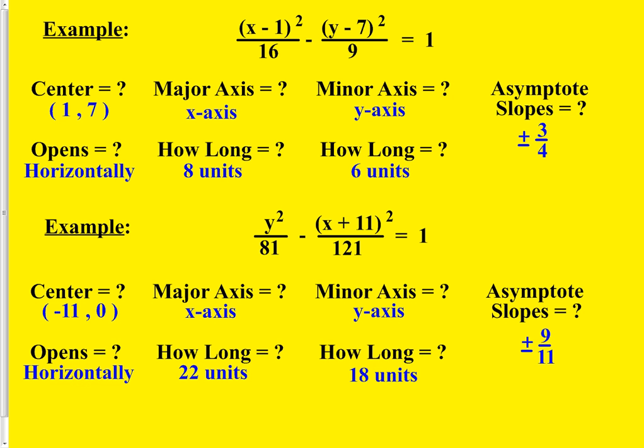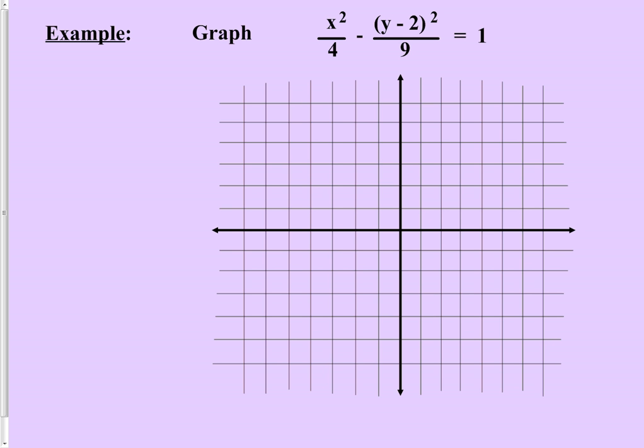So we have two asymptotes. One of them is sloping up 9 over 11. The other one is sloping down 9 over 11. Now let's see if we can translate this information into a graph. Here comes the challenge.